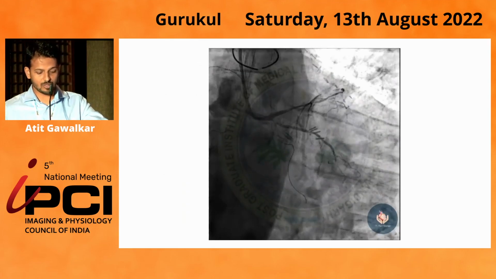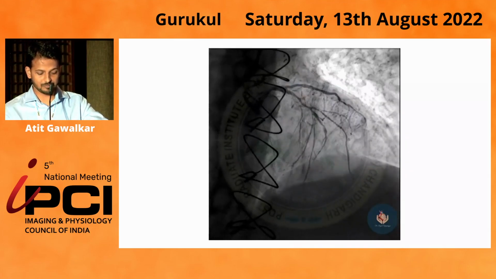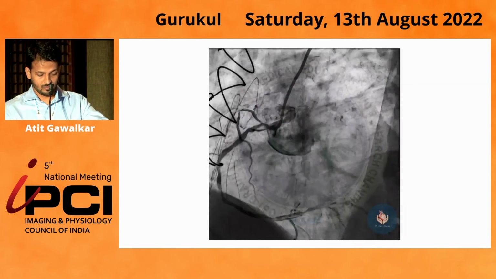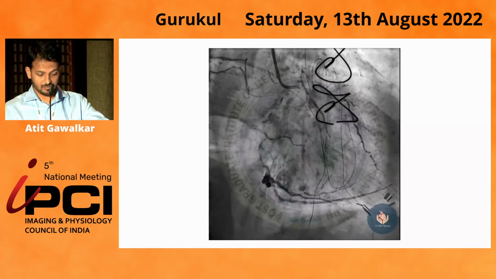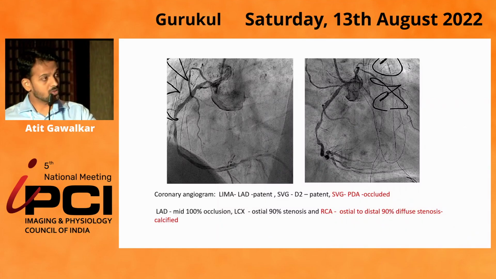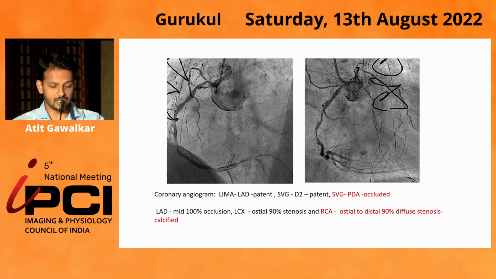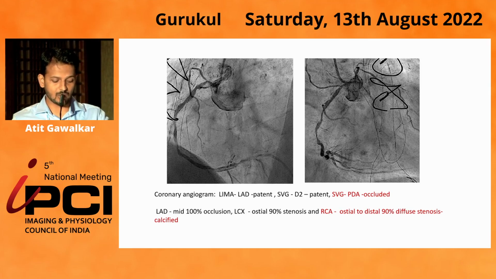So this is the coronary angiogram of the native vessels showing calcified triple vessel disease. And this is the RCA. And the graft angiogram showed patent LIMA to LAD and patent SVG to D2. However, the venous graft to PDA was completely occluded.